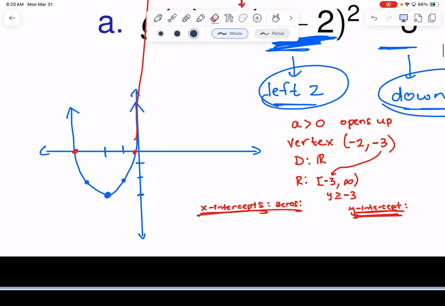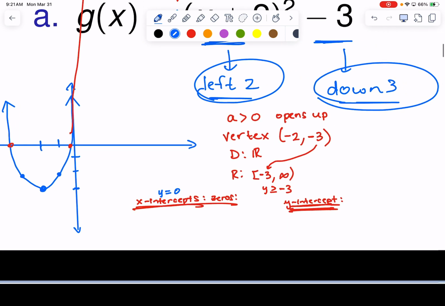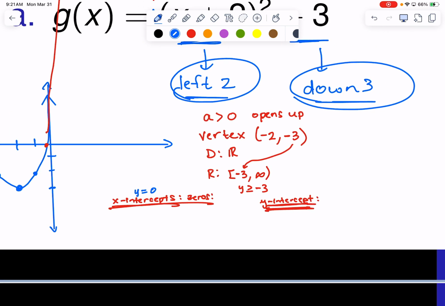So here's what I can do for x-intercepts. Since it crosses the x-axis, what do I let equal 0? You're going to have to memorize this. We talked about it in chapter 1. We let y equal 0. For the y-intercept, what do you let equal 0? X equals 0. So you're going to have to memorize that.